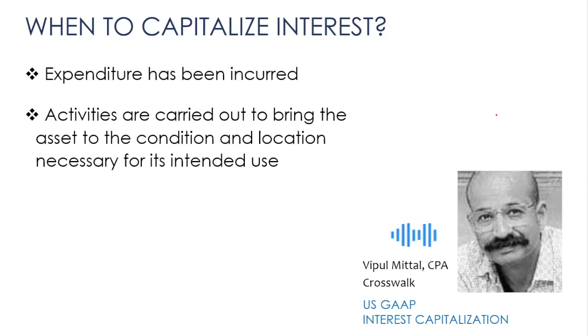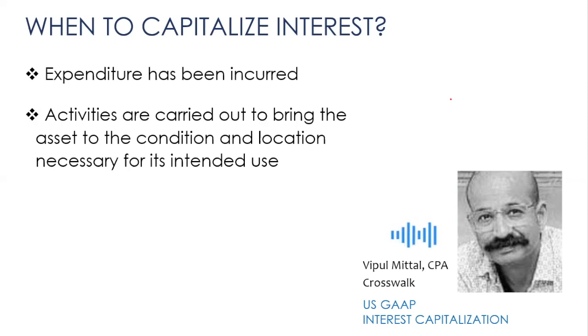Second condition, activities are carried out to bring the asset to the condition and location necessary for its intended use. So you have incurred some expenditure, but the asset is not yet ready. It is not ready for its use. So you are carrying on some activities that you may use it. You are carrying on activities to bring it to the condition and location that is necessary for its intended use.